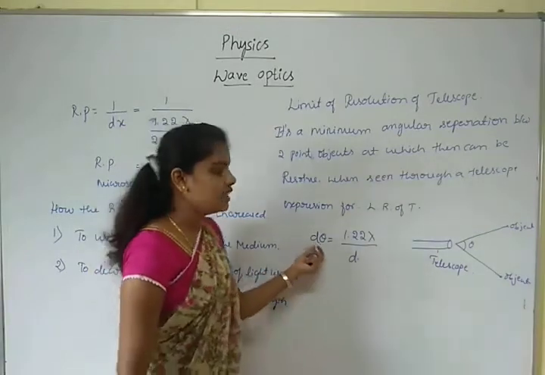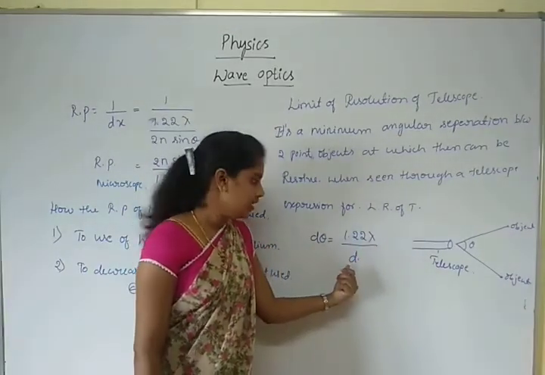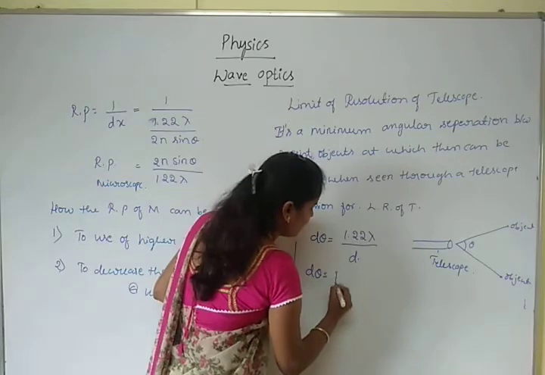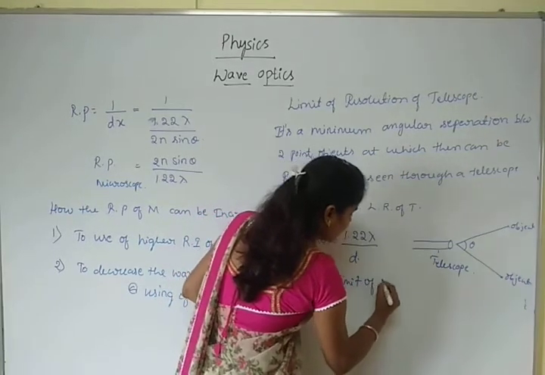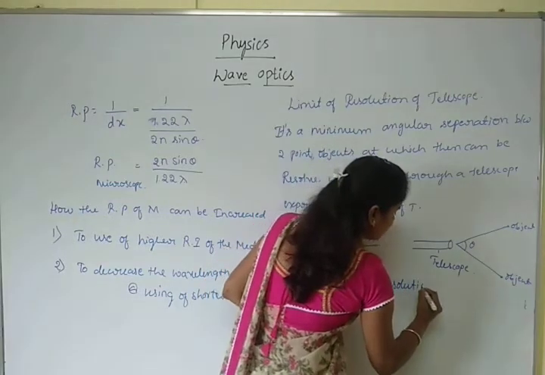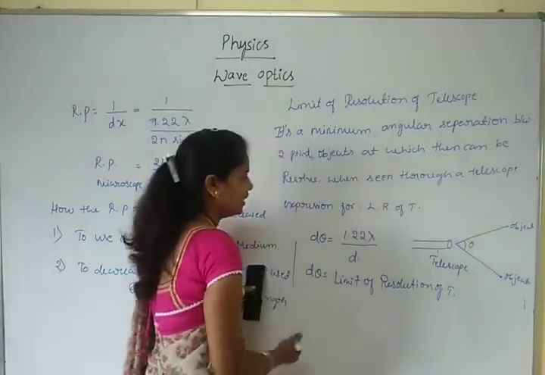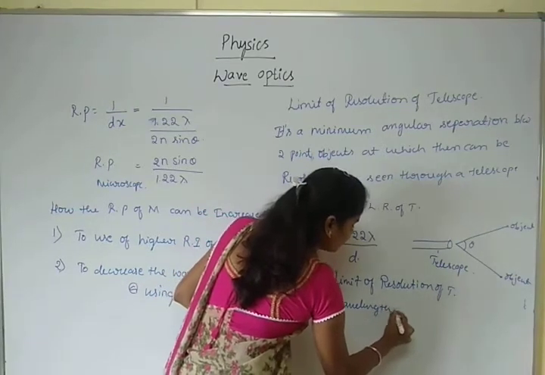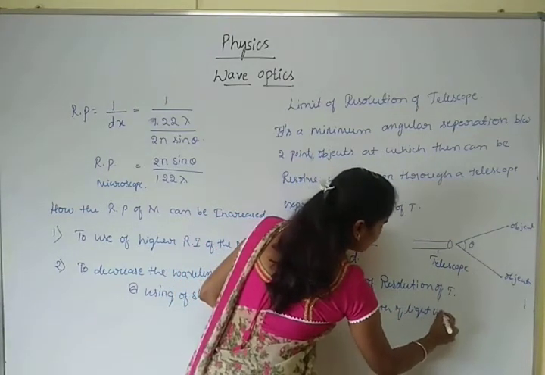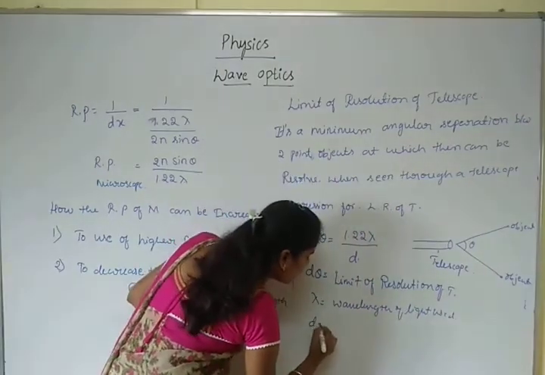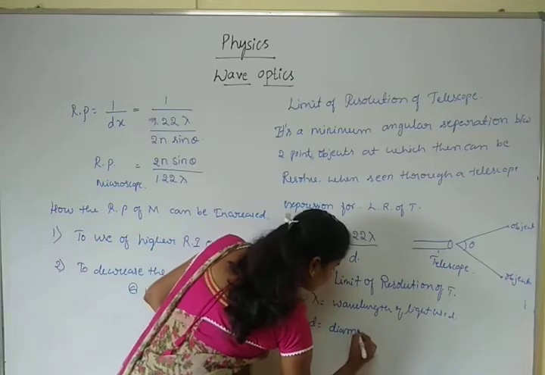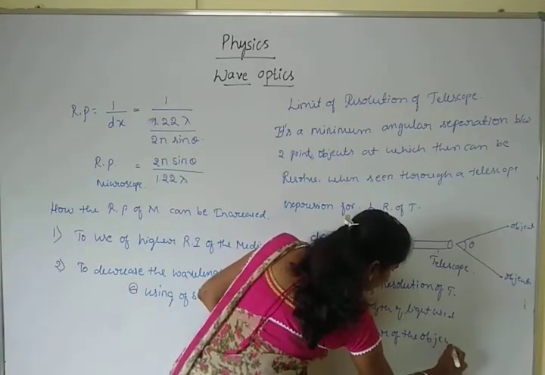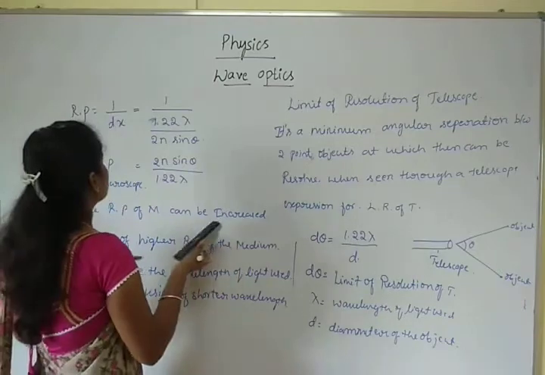Now, the expression is d theta equals 1.22 lambda divided by d. Here, d theta represents the limit of resolution of the telescope, lambda is the wavelength of light used, and d represents the diameter of the objective.